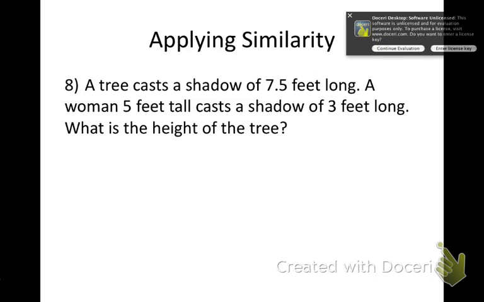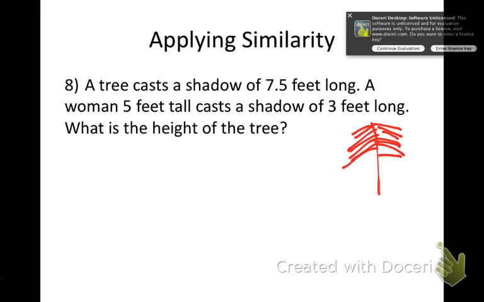So let's see what this one looks like. Number 8, a tree casts a shadow 7.5 feet long. Now we talked earlier, does anybody know who Bob Ross is? A painter. What's his famous line? Happy trees. That's all I draw, I draw these happy little stick trees. If you've never seen Bob Ross, you need to know who he is. Great guy. So there's my tree.